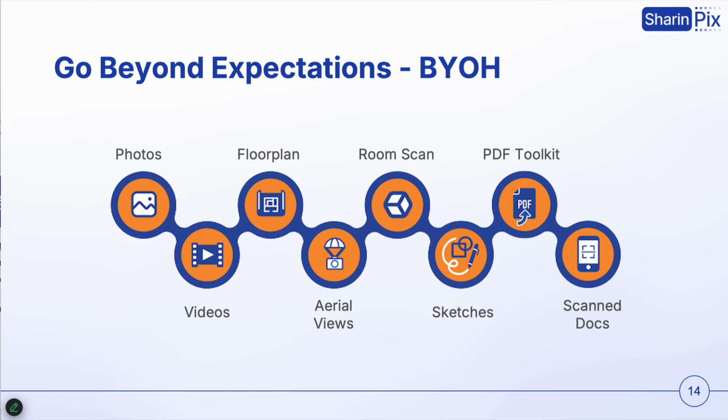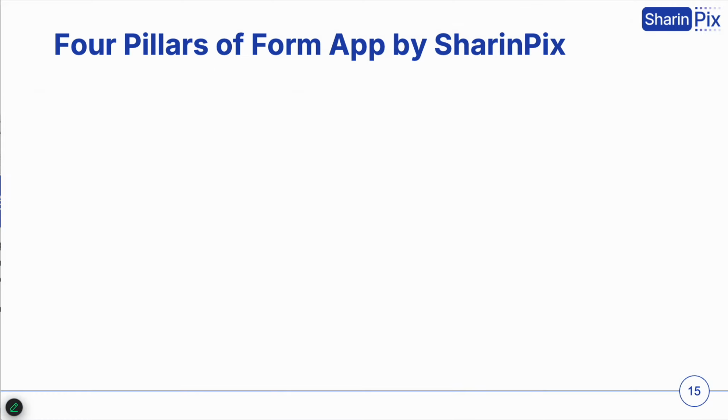So now we have photos, videos, floor plans, area views that can capture an area view directly from a view like Google Map, and then sketches and even scanning documents as PDF as an example. So all those kinds of things are part of the SharinPix offer, and we've done that for years. So everything visual is going to be part of your form. So the form offer that we have is slightly different than the others.